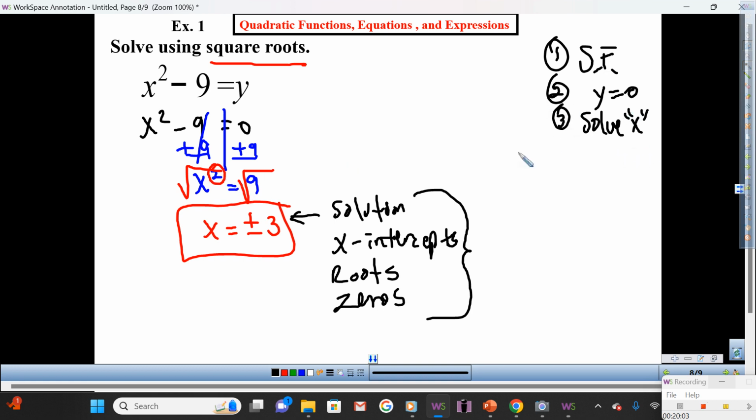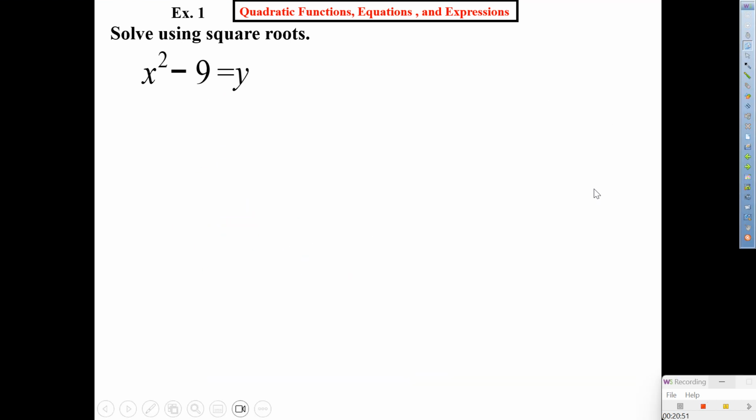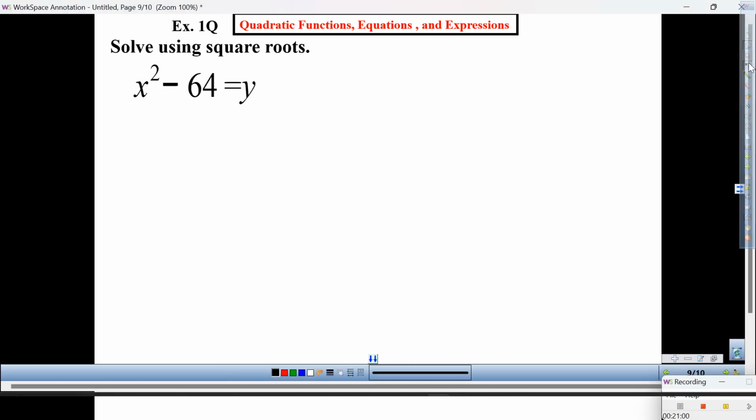All right, let's do one together. Here we go. Copy this one. Example 1Q, x squared minus 64 equals y. All right, here we go. Step 1, standard form. Yes, and equal to y. Step 2. Everyone?